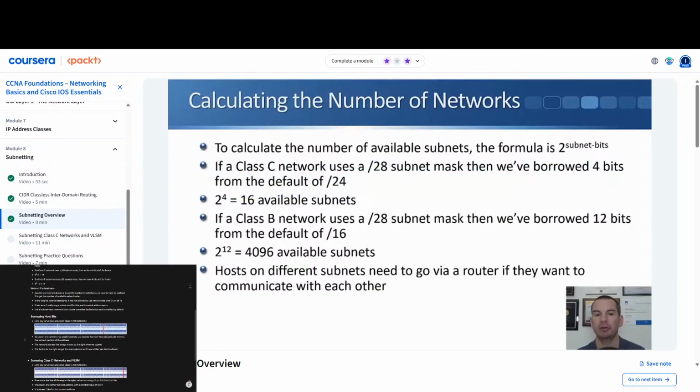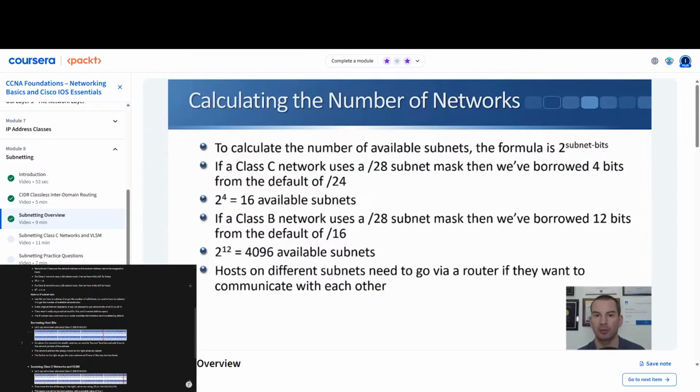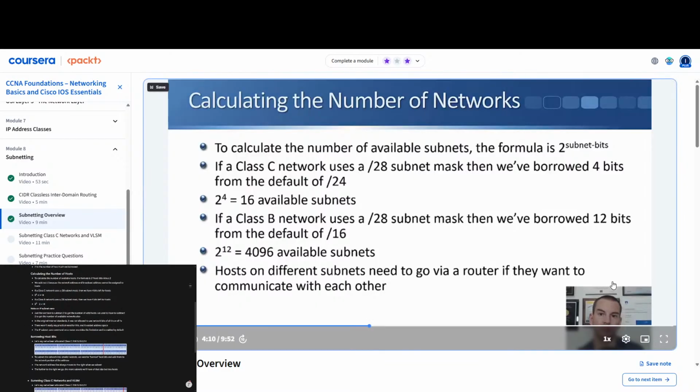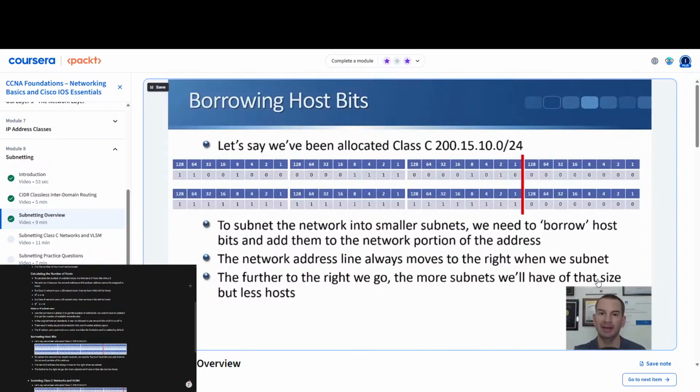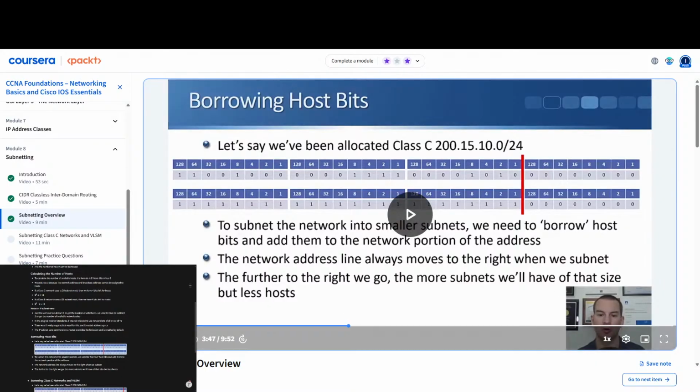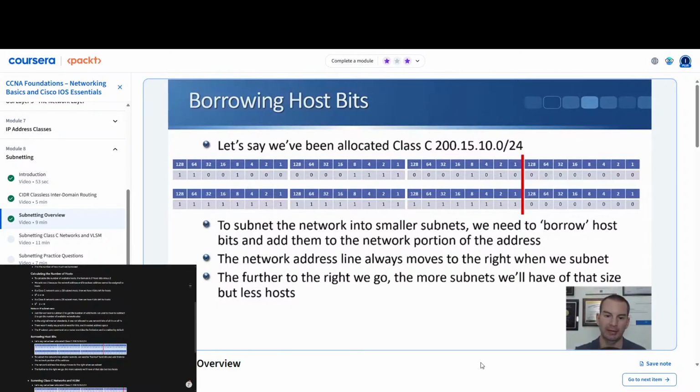To calculate the number of available subnets that we're going to get by moving the line further over to the right, we take some of our host addresses away and give them to the network portion of the address. When we do subnetting, the line always moves to the right. And the further to the right we go, the more subnets that we're going to have, but the less the amount of hosts that we'll have on each subnet.